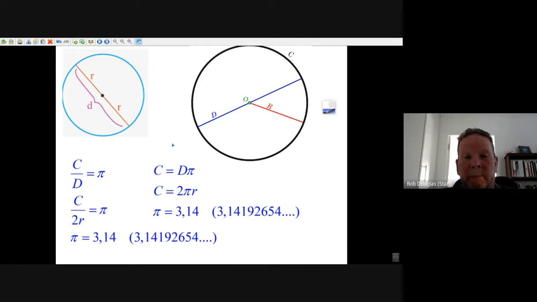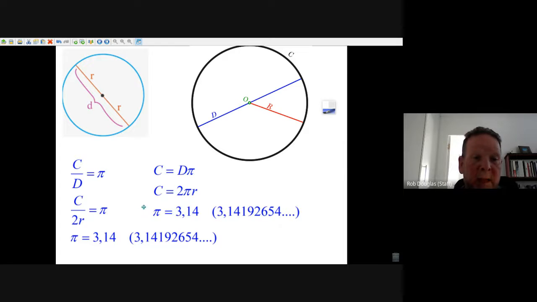Now, we can build a formula with this. If you know the distance across a circle, all you have to do is multiply it by this 3.14. It actually equals something a little bit like 3.1419. You can keep on going. It gets more and more accurate, but it's very close to 3.14. If you take the diameter and you multiply it by 3.14, you get the distance around a circle.